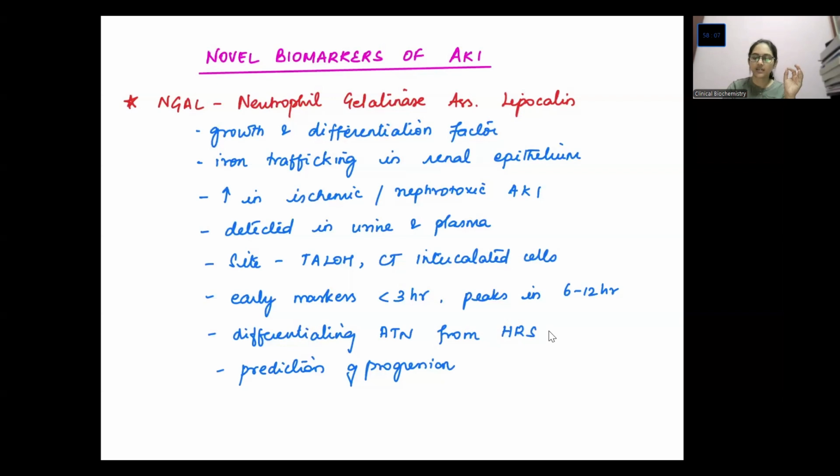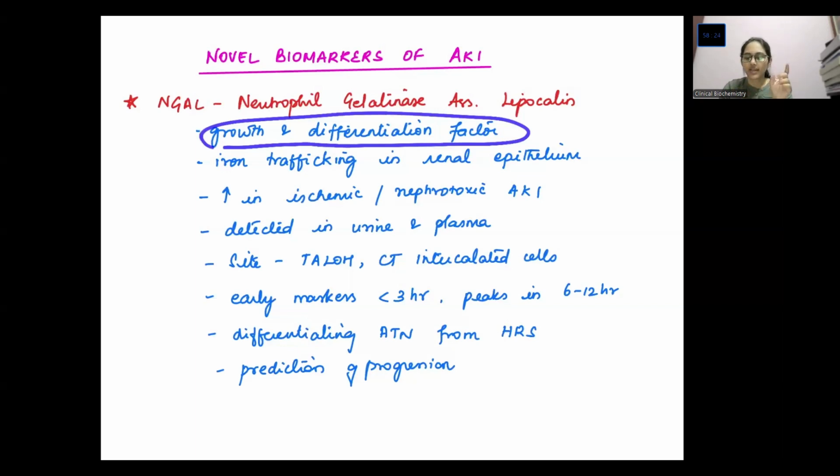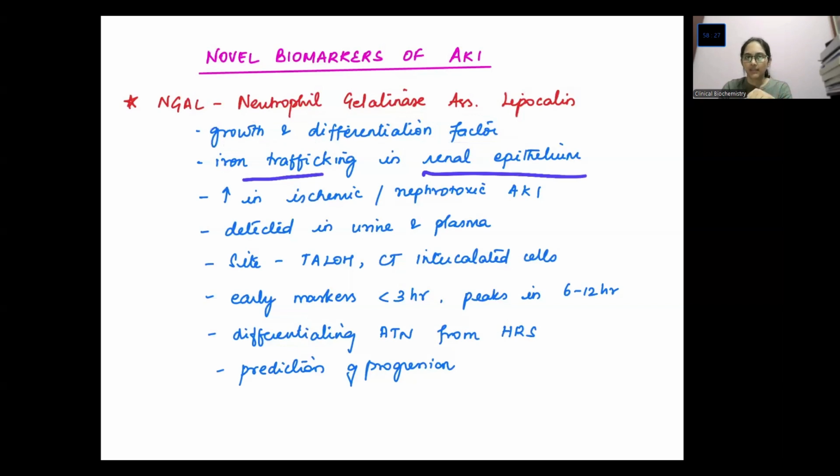So the first marker is NGAL, which is neutrophil gelatinase associated lipocalin. This is actually a growth and differentiation factor in all the nucleated cells, and it also helps in iron trafficking in renal epithelium. Basically this gets elevated in case of ischemia and nephrotoxic acute kidney injury. It's detected both in urine and plasma.